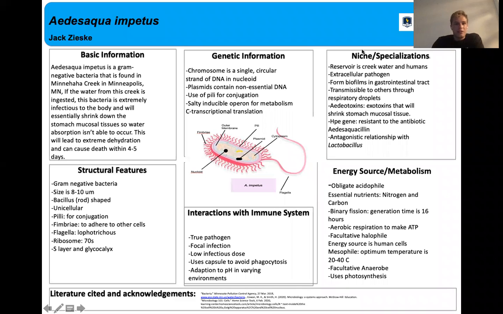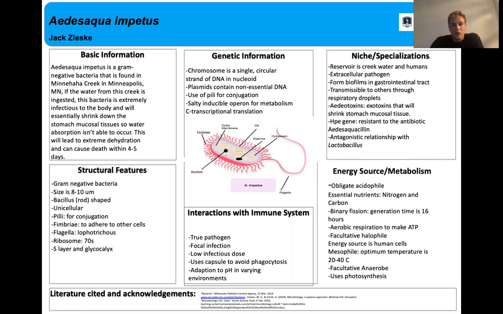All right, so for my project, I'm going to be talking about the microbe I created. I titled it Aedes aqua impetus. This is a gram-negative bacteria that originated in Minneapolis, Minnesota's Minnehaha Creek. Due to the origin of where it grows and an indication of one of the processes that it will experience in the human body, the name is based on this area and it translates to miniature water attack.